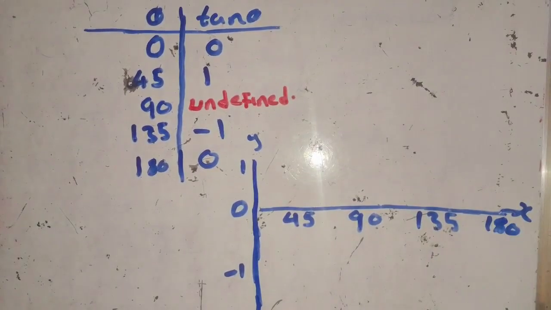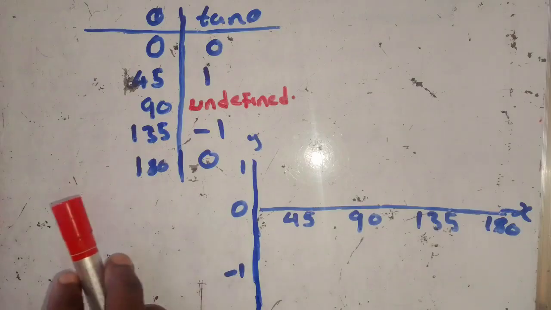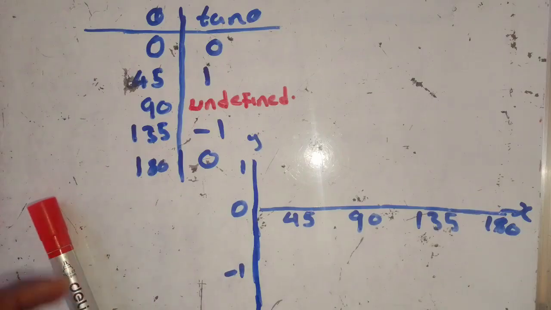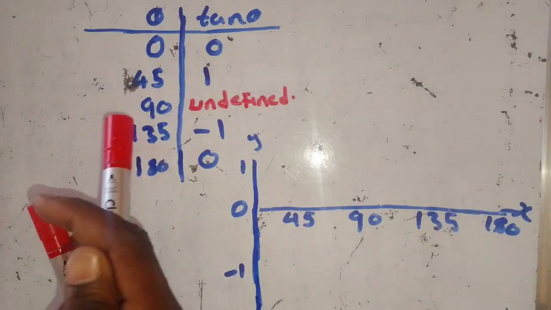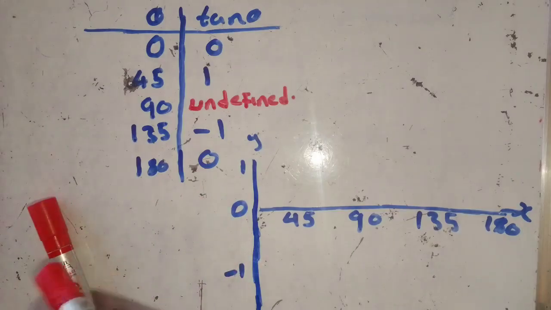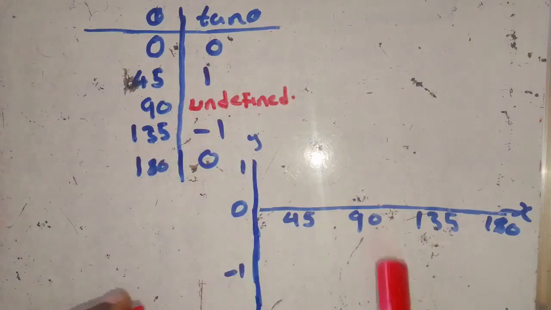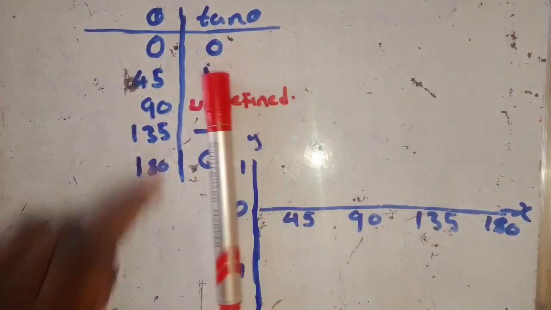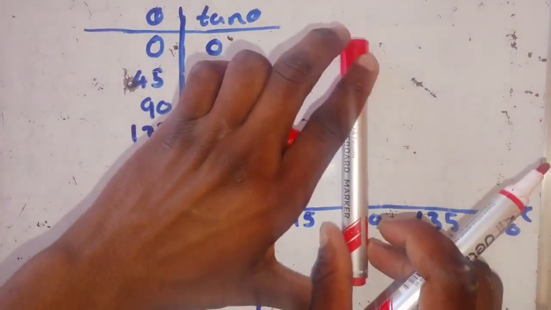So for tangent graphs, before you start graphing, you need to draw the asymptote line. Where it is undefined, you draw the asymptote line. So where was our tan undefined? It's on 90. You're going to have some graphs where you have maybe 3 undefined values, so you draw the asymptotes on those undefined values. So on 90 it's undefined, so we're going to draw the asymptote.